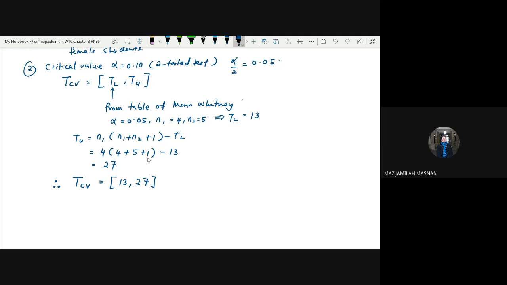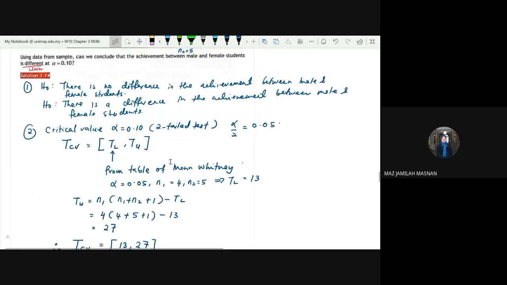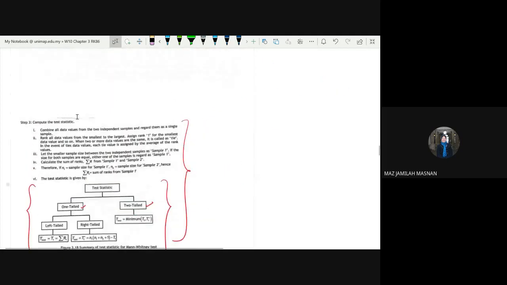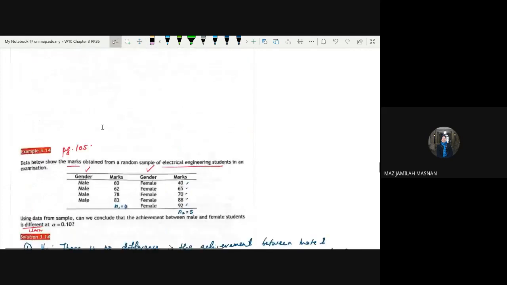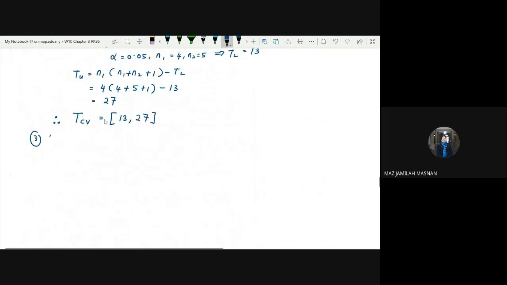So it is easy, but a bit technical because it involves a few steps. You will need to be very careful so that you won't make any mistakes. The third step would be to compute your test statistic.